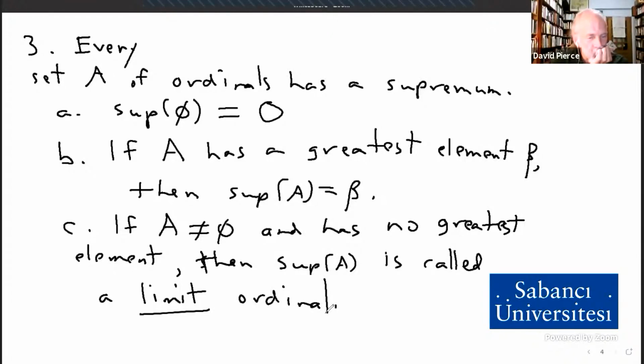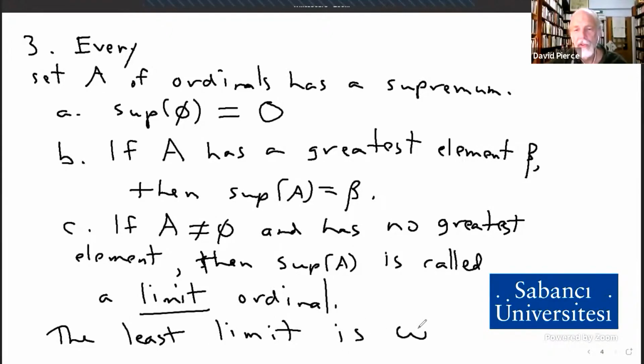In general, the least limit ordinal we declare to be omega. This is the name of the smallest ordinal which is greater than each natural number. But then we keep going.